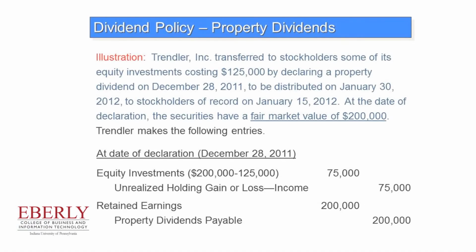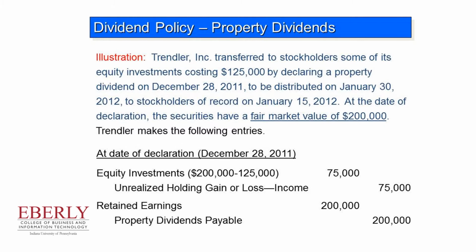Let's look at a simple example that will illustrate this for you. So in this slide, we see that Trendler Inc. has transferred to stockholders some of its equity investments with an original cost of $125,000 by declaring a property dividend on December 28, 2011. Now this will be distributed to the stockholders on January 30th, to all the people who own stock in the company on the 15th of January 2012.